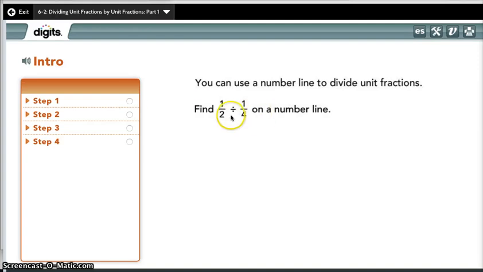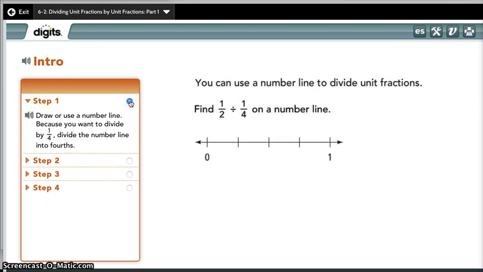So we're going to use the problem 1/2 divided by 1/4. And normally we would freeze, change, and flip this, but I do want you to see how we do it on a number line. So let's go ahead and see the different steps. Draw or use a number line. Because you want to divide by 1/4, divide the number line into fourths. All right, so we start by using the second number, and we mark the number line into fourth pieces.